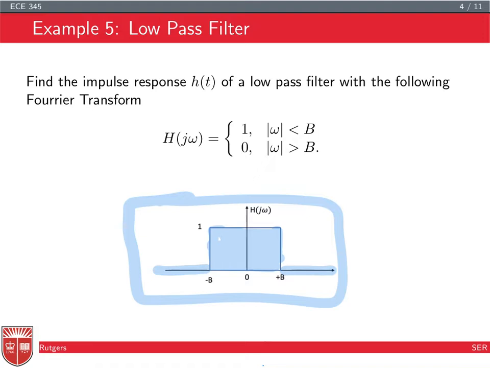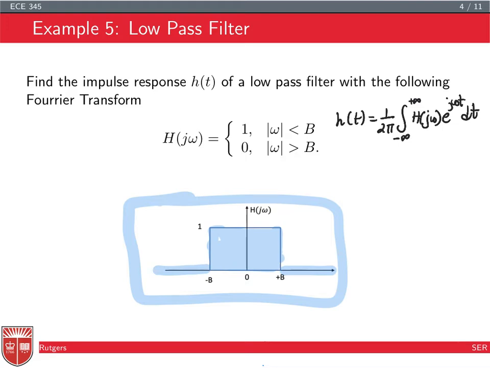So we are given the following H of j omega, which is equal to 1 if omega is between minus b and plus b and is equal to 0 otherwise. The question is to find the impulse response h of t of this low-pass filter. Again, to find h of t, we need to apply the inverse Fourier transform. So h of t is equal to 1 over 2 pi the integral between minus infinity and plus infinity of H of j omega e to the j omega t d omega.